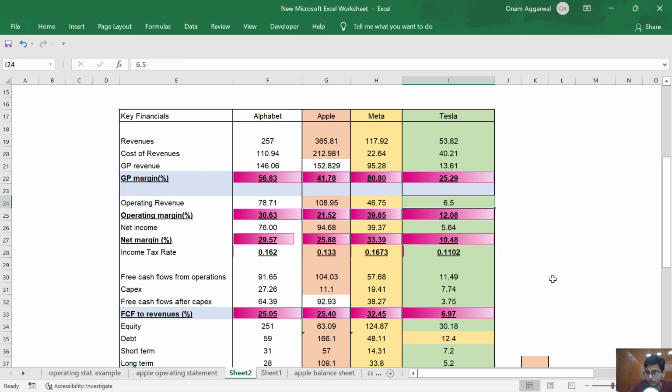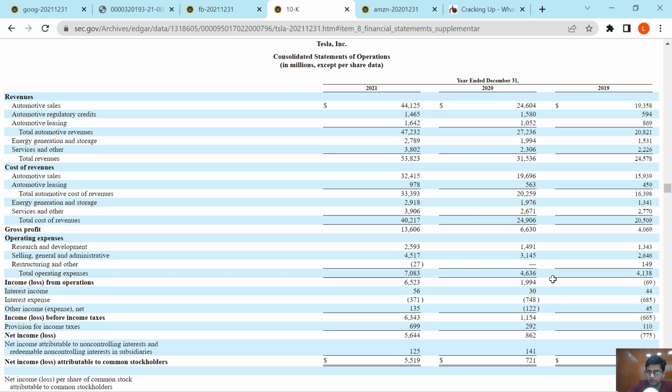Operating income is only $6.5 billion from $53 billion. That is, operating margin is just 12%, just above 10%. That's it. Net income is $5.64 billion after taxes. Net margin is around 10%. Income tax rate, how do we calculate? Tax paid over profit before tax, that comes out to be 11.02%. Now all these income statement figures have been taken. Let's calculate the balance sheet figures. Let's calculate the cash flow figures.